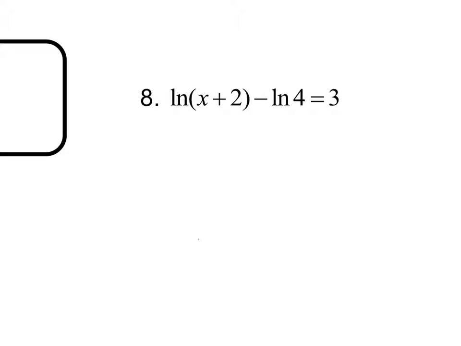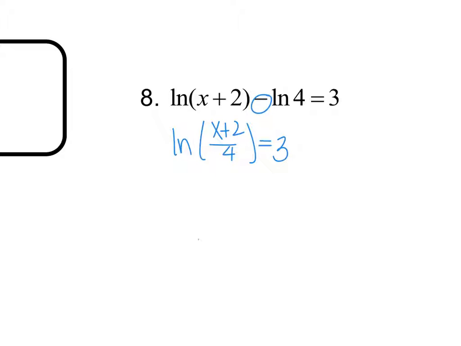In this last example, the first thing we have to do is apply our properties of condensing. So how do you condense subtraction? You condense it with division. Remember that you divide the insides, not the logs themselves. So we get the natural log of (x plus 2) divided by 4 equals 3. Also remember that we can't cancel individual terms, so you can't cancel anything else.